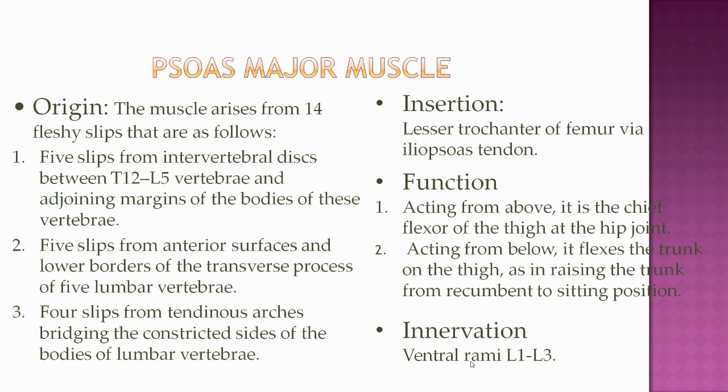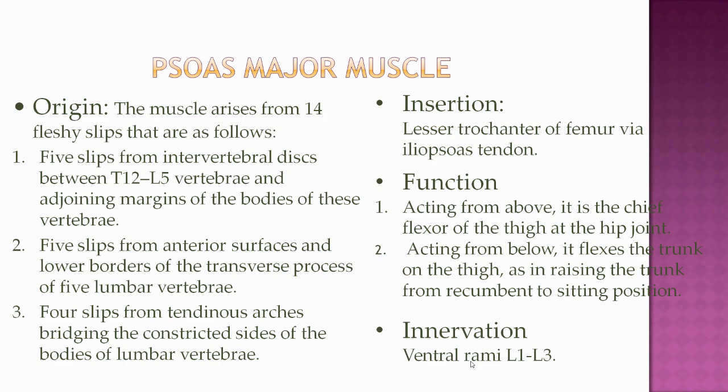Psoas major muscle takes origin from 14 fleshy slips that are as follows. 5 slips from the intervertebral discs between the T12 to L5 vertebrae and adjoining margins of the bodies of these vertebrae. 5 slips from anterior surfaces and lower border of the transverse processes of the 5 lumbar vertebrae. 4 slips from tendinous arches bridging the constricted sides of the bodies of lumbar vertebrae.